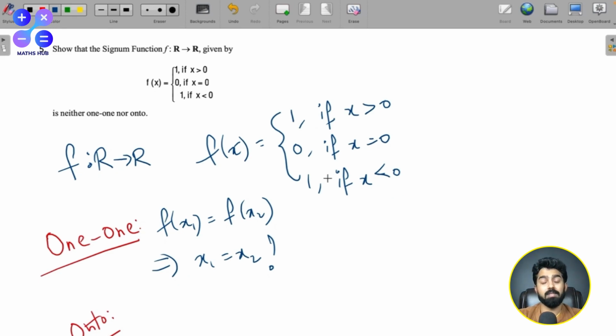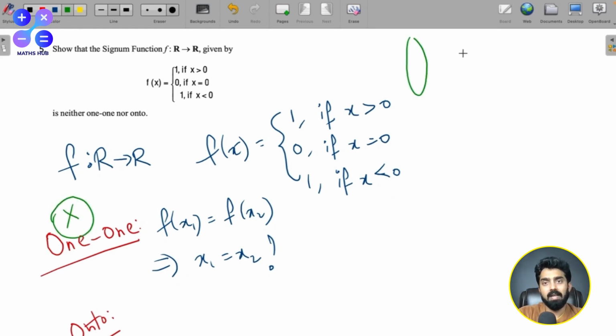In fact, for less than 0 as well. So whatever the value here is, it's either 1 or 0. But almost infinitely many values of x can be here, and infinitely many values of x can be here. So they need not be just one value. You will not get x1 equals x2. It will be, in fact, because x1 could be anything apart from 0 if it is 1, right? So it is obviously not one-to-one.